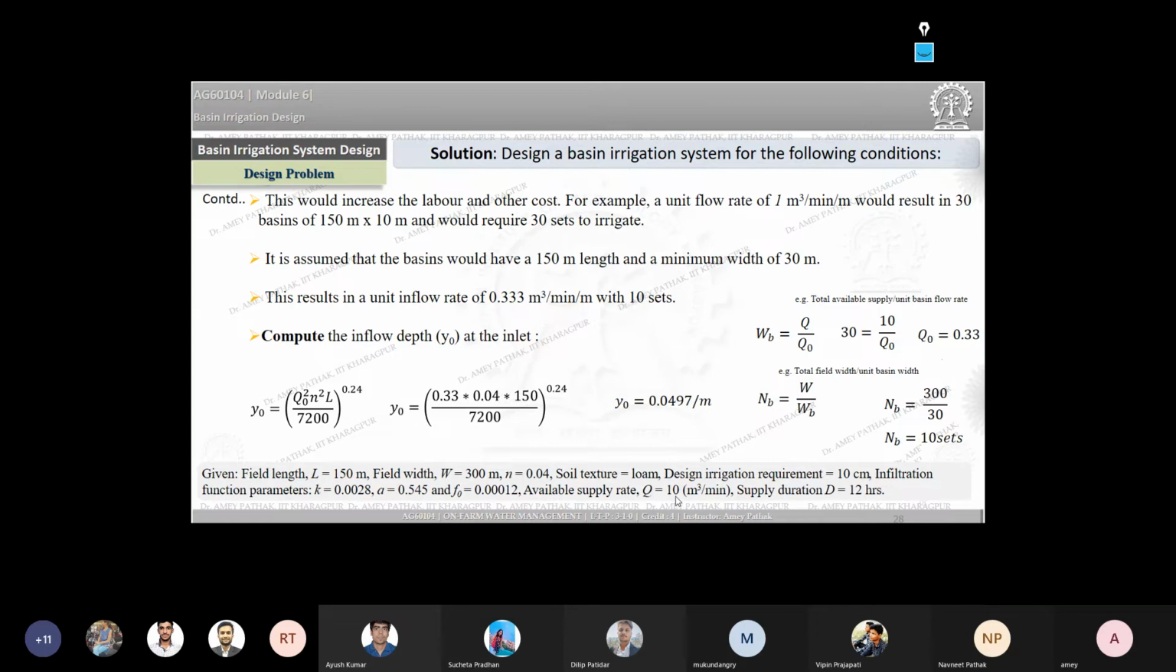Available supply is 10, q is given as 10, and let's say you choose q naught equal to 1 meter cube per minute, so 10 divided by 1 will be 10. It means 10 sets of operations. Your entire width is 300 meter. 10 sets means 300 divided by 10, so it means 30. So you may need 30 sets to irrigate this entire field.